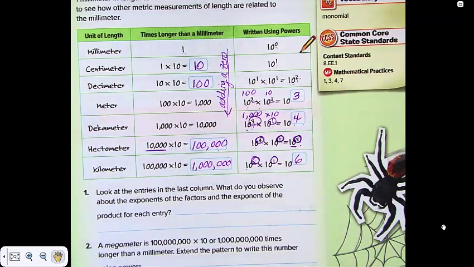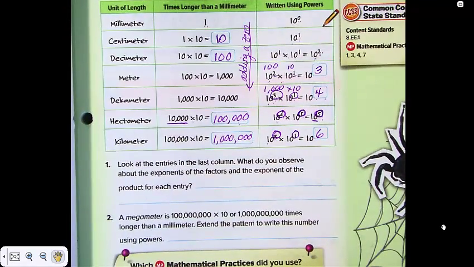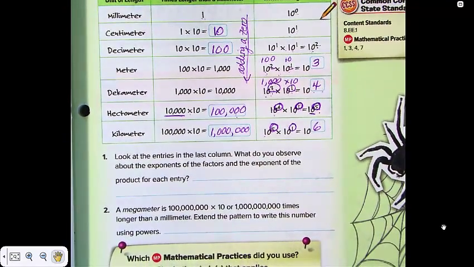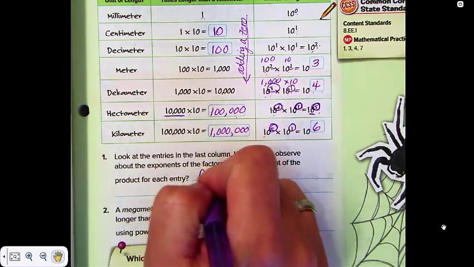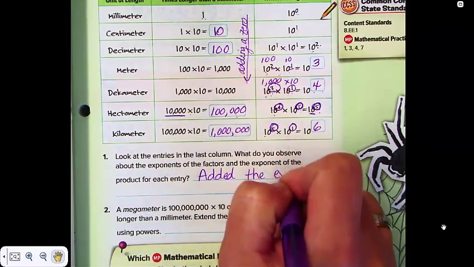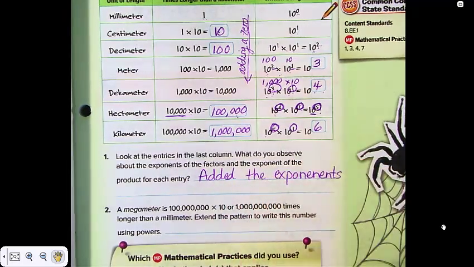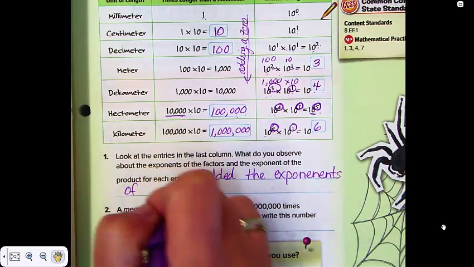So it says, what do you observe about the exponents of the factors and the exponents of the product for each entry? Well, I added the exponents together. The exponents of the factors.